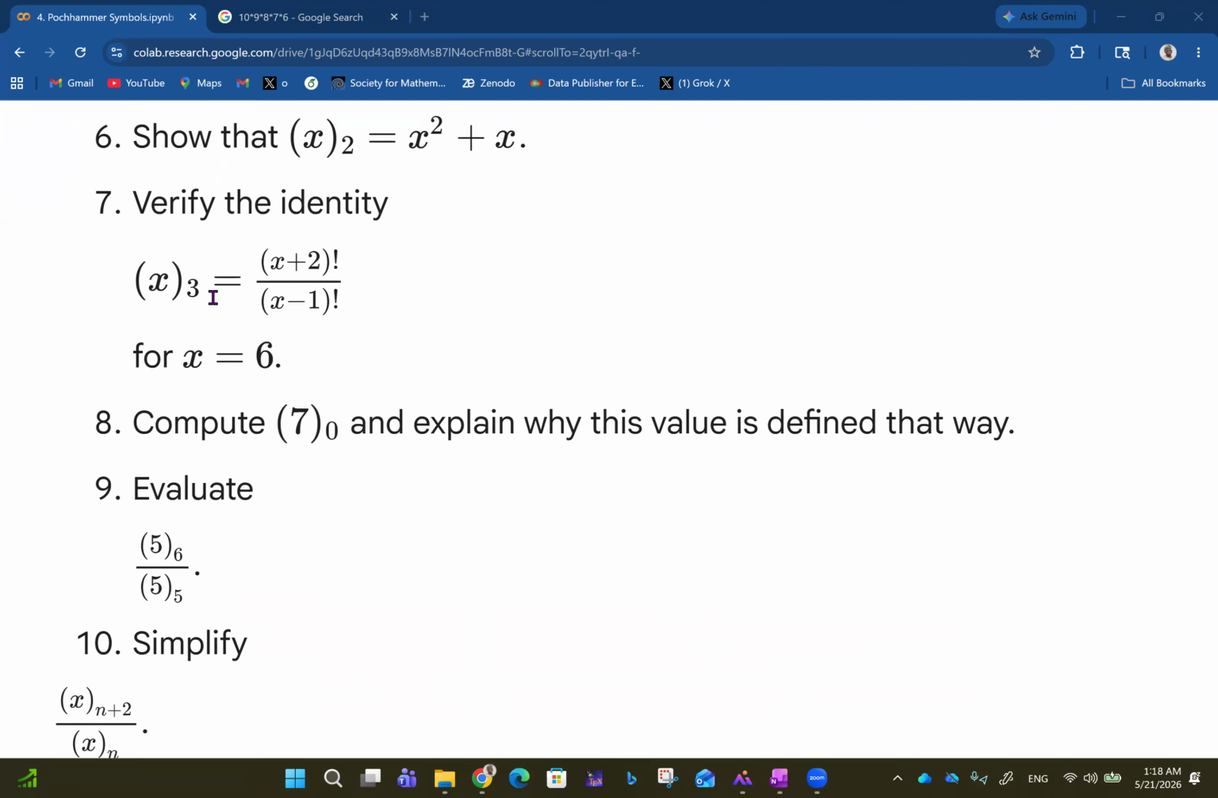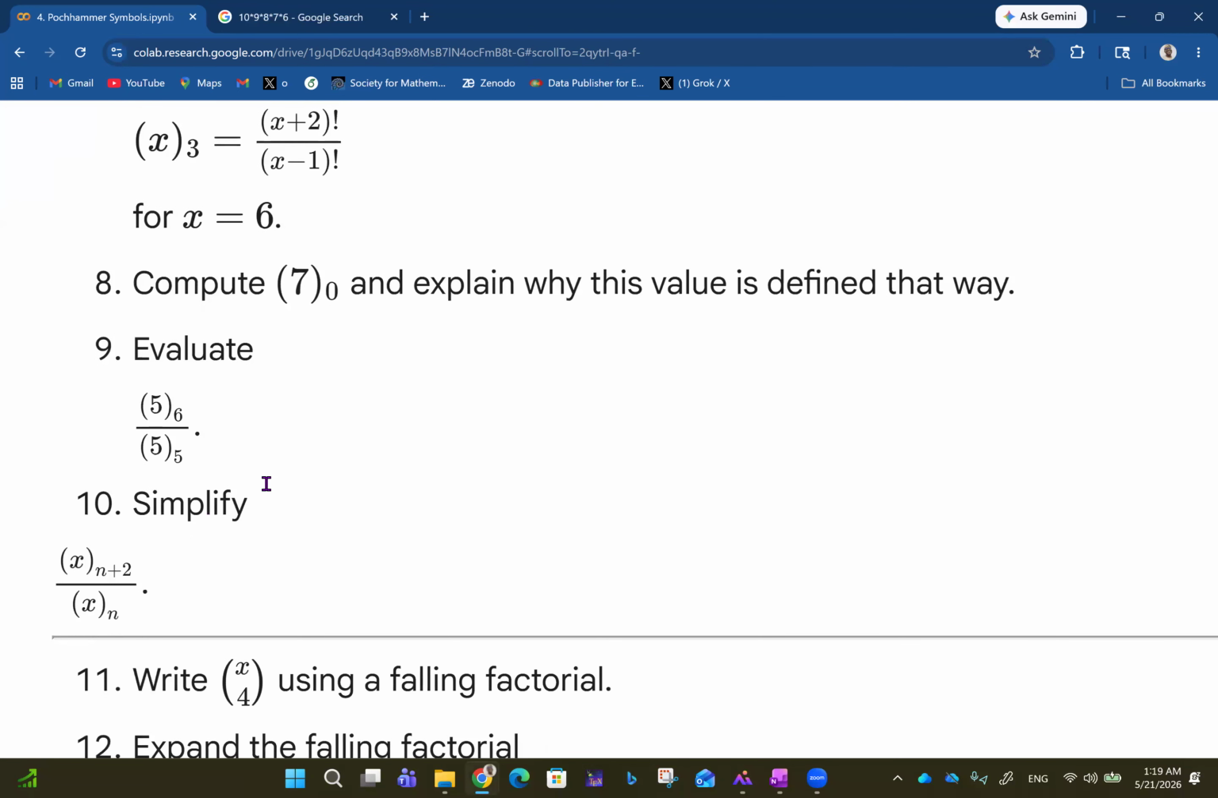Verify the identity that x sub 3 is x plus 2 factorial over x minus 1 factorial. Of course, that is what it will be. Then that's for x equals 6. Then compute 7 sub 0, that's simply 1, and explain why this value is defined that way. Okay, so evaluate 5 sub 6 over 5 sub 5.